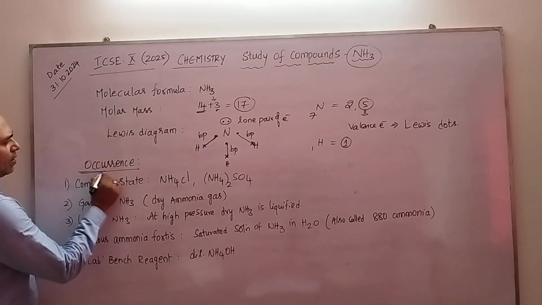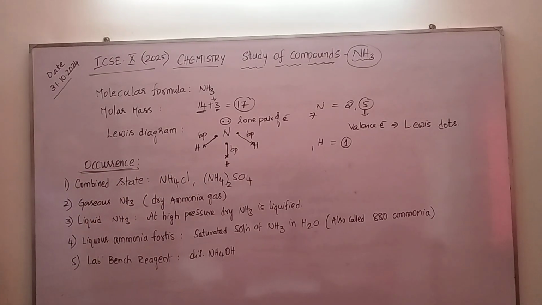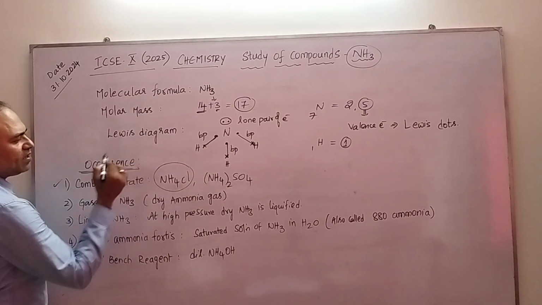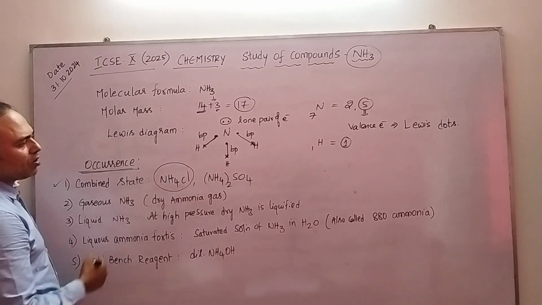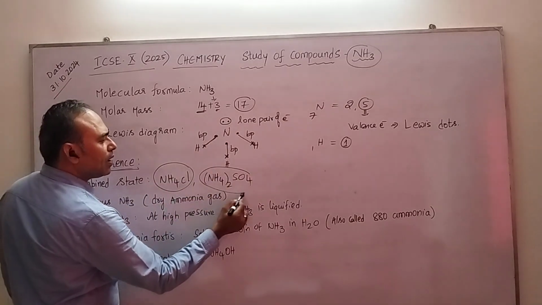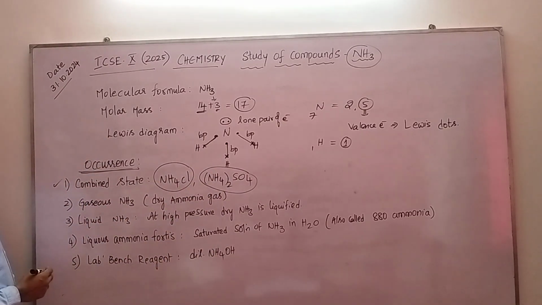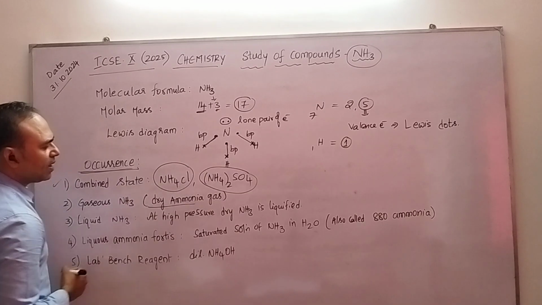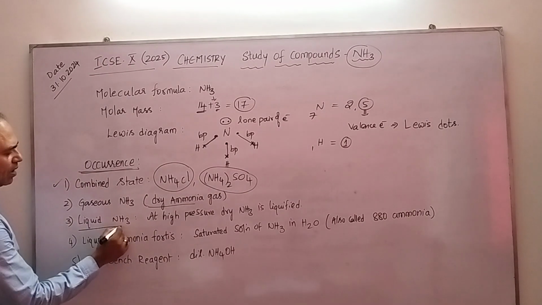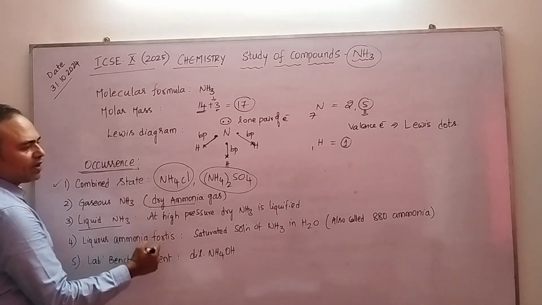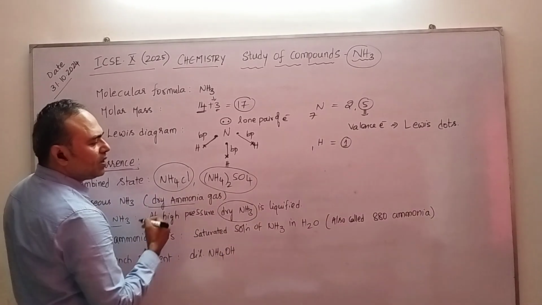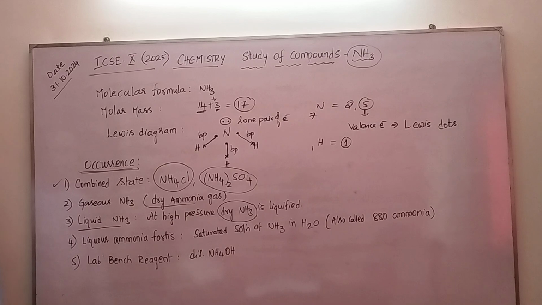Now coming to the occurrence, we can see 5 types. We can observe nitrogen in the combined state. NH3 plus HCl will form ammonium chloride, and you can get ammonium sulfate also, and here ammonia exists in the combined state. Now dry ammonia gas we can have. How do you get liquid ammonia? At high pressure, if you take dry ammonia gas, you can liquefy that.